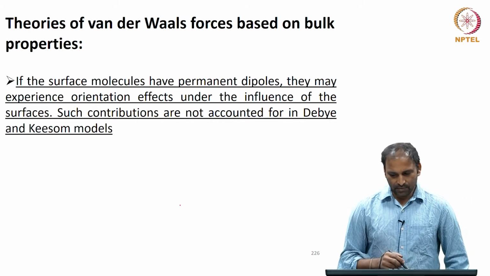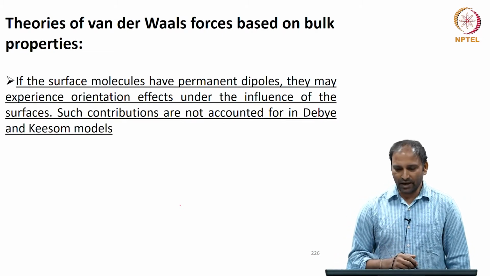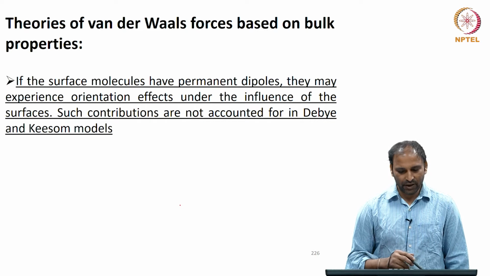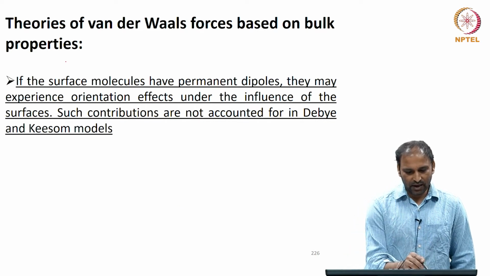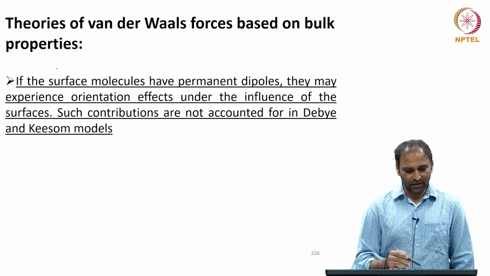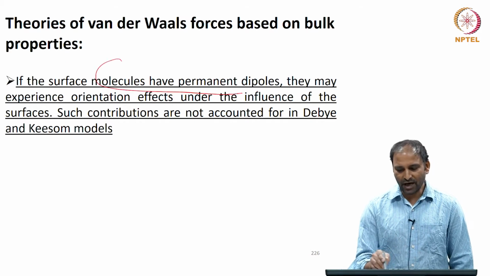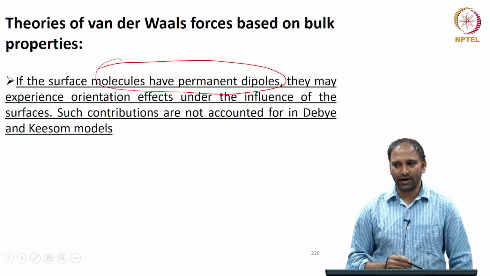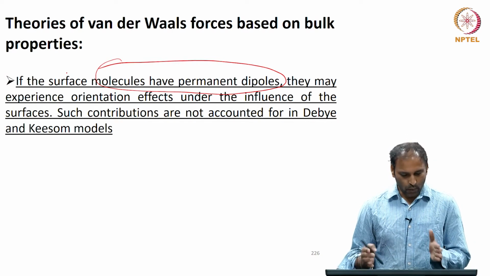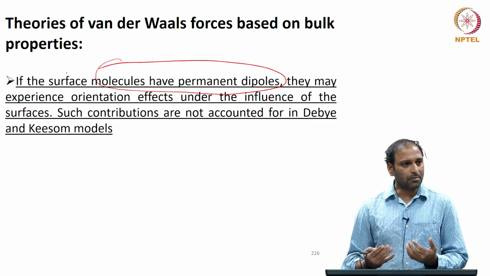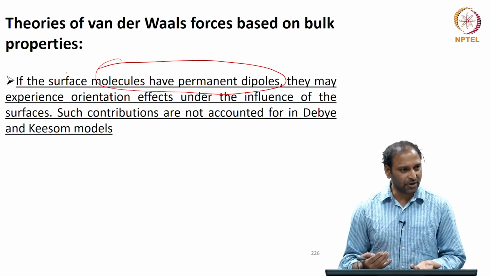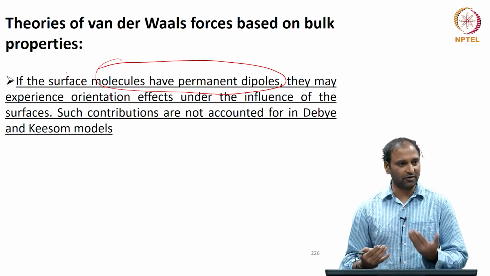The other effect that one may have to worry about is that you could have cases where you have particles and on the surface there could be molecules which have permanent dipoles. Now, if you have particles like that, when such particles are sufficiently close, there could be some orientation effects that may come into the picture because of the presence of dipoles on the surface itself.